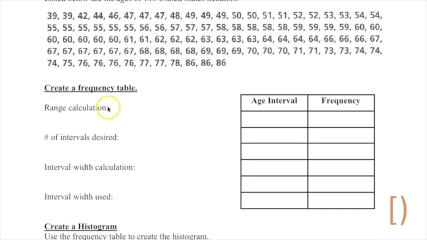How do we figure out our range calculation? That part's easy. The range is always just the max minus the min. In this case, our max is 86, it's in order, and our min is 39. Subtract those two and we get 47. That's our range. Now, how many intervals do we want? In this case, it looks like we have 1, 2, 3, 4, 5, 6.